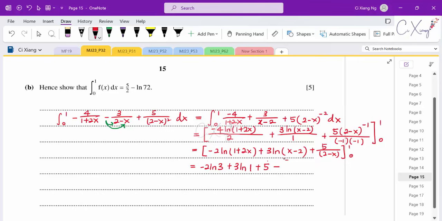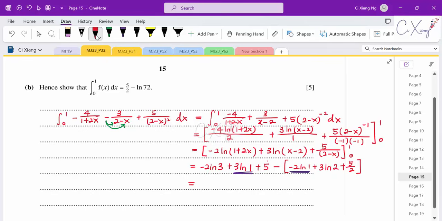Then minus, now I want to substitute 0 into the whole equation. I'm having negative 2 ln 1, then plus 3 ln of negative 2, so I change it to ln 2, then plus 5 over 2. Okay, then slowly simplify them. Please take note that ln 1 is equal to 0. So all this will be equal to 0 here.